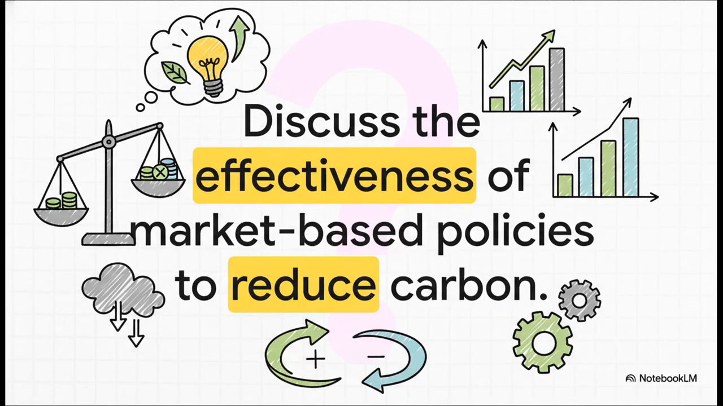This is a classic 15-mark question. The key command term you absolutely have to notice is "discuss." That means you need a balanced review. You need to look at a range of arguments and factors. And the other big keyword? Effectiveness. Every single point you make must link back to how well these policies actually work in the real world.